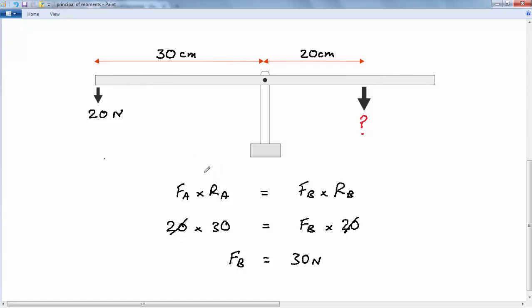Now there may be problems which are a little bit more complicated than this, especially in the extended papers. So we're going to have a look at applying this principle of moments to more complicated problems in the next lesson.